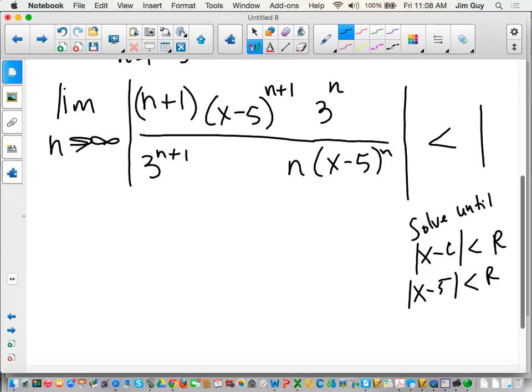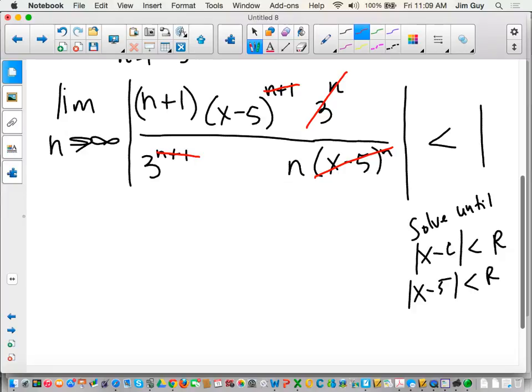All right, now the fun part. Here we go. We start canceling. So we have n plus 1 and 3 to the n plus 1 here, so that's going to be canceling, to just have a 3 in the bottom. This x minus 5 to the n cancels with almost all of those except for 1, and you're left with that there.